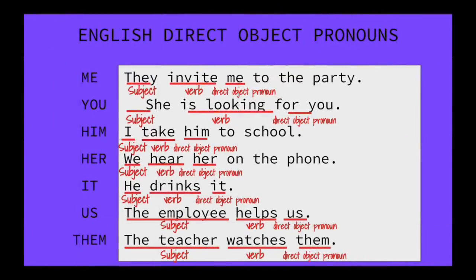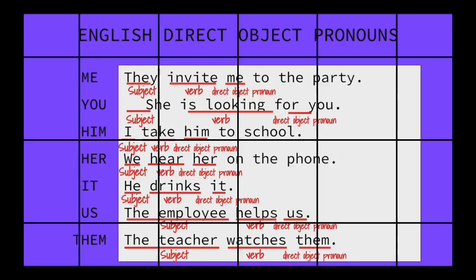Me, as in they invite me to the party. You, as in she is looking for you. Him, as in I take him to school. Her, as in we hear her on the phone. It, as in he drinks it. Us, as in the employee helps us. And them, as in the teacher watches them.